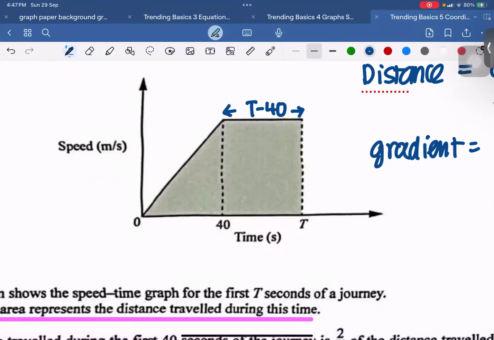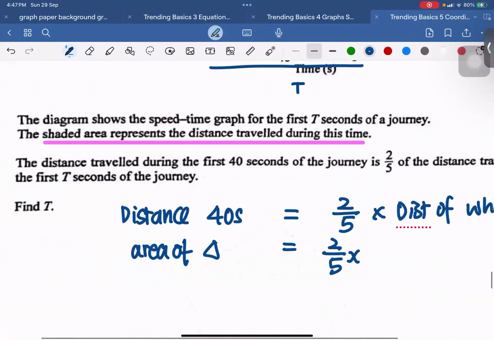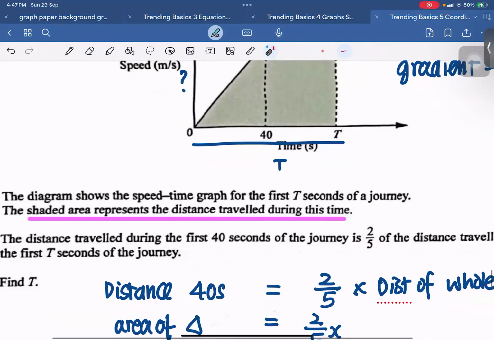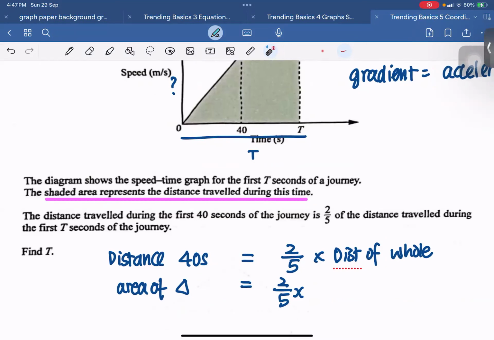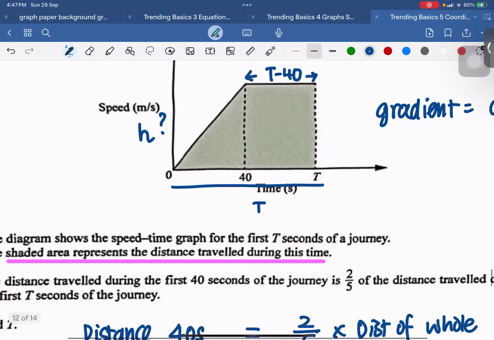The whole thing here is t. What is this height? I don't know. Then the area of triangle is half times base, 40, times height. What is this height? I don't know. Most likely, what do they want me to find? They want me to find something, right? But I do not know the height. What am I going to do? I'm going to leave it as h. Most likely, we can cancel them away.